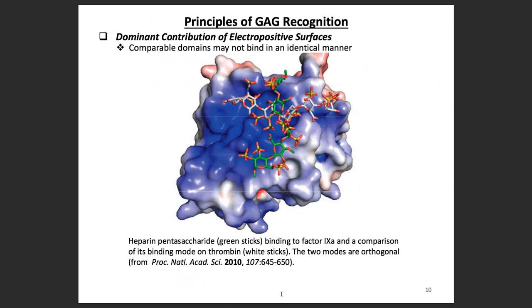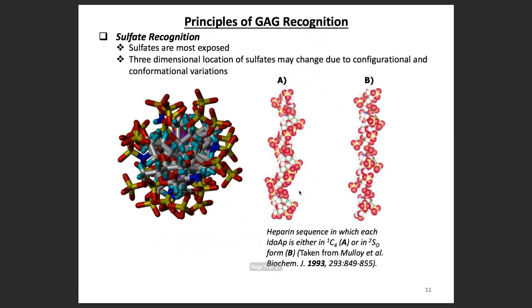What happens because of this is that a particular glycosaminoglycan might actually bind in multiple sites. And in comparable proteins, you can actually have completely different binding geometry. What I'm showing you here is, for example, heparin pentasaccharide, the green sticks, bound to factor 9A in this orientation, and a similar molecule binding to thrombin, in this orientation. Factor 9A and thrombin are very similar, so this is an overlay of both proteins. And you can see that there is a completely different binding mode, and this could actually become very important. So this is another challenge. How do you actually discover something that you could be realizing in the clinic?